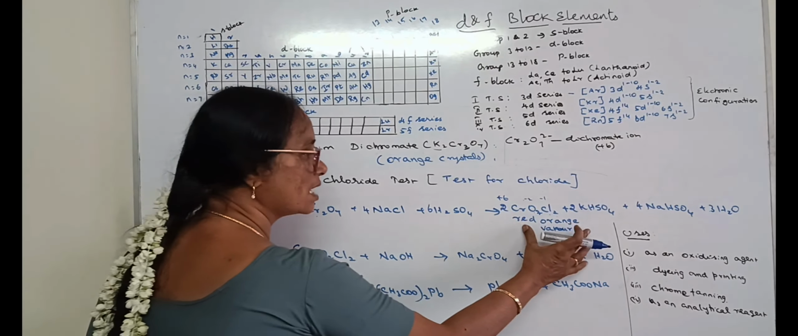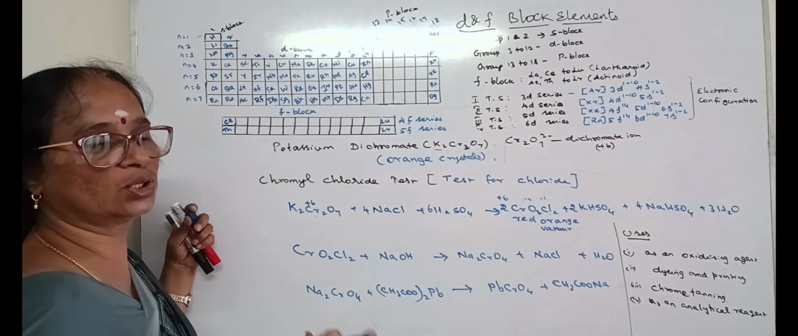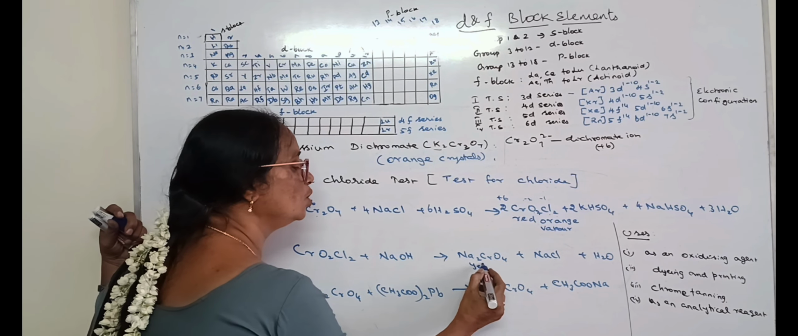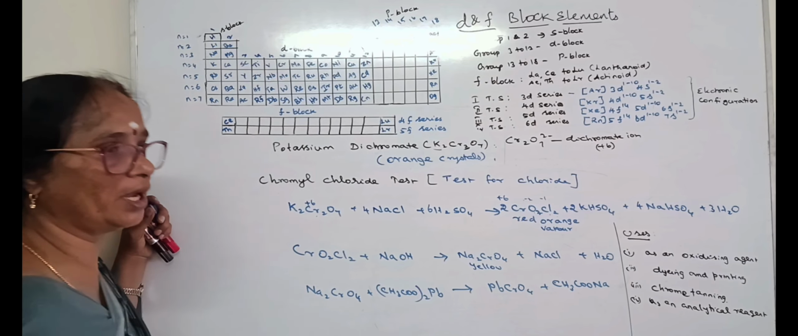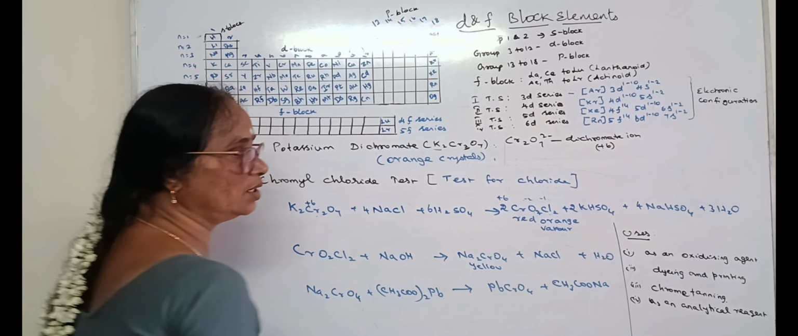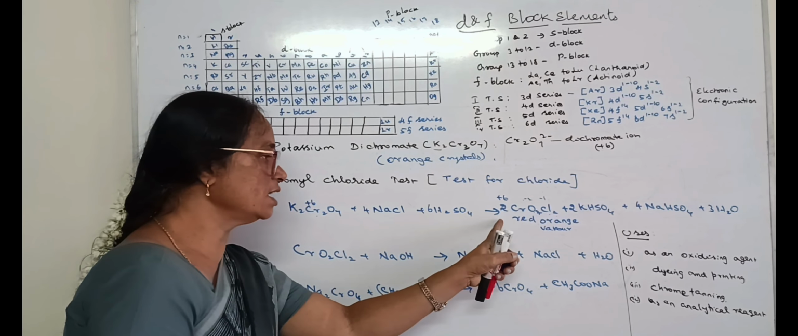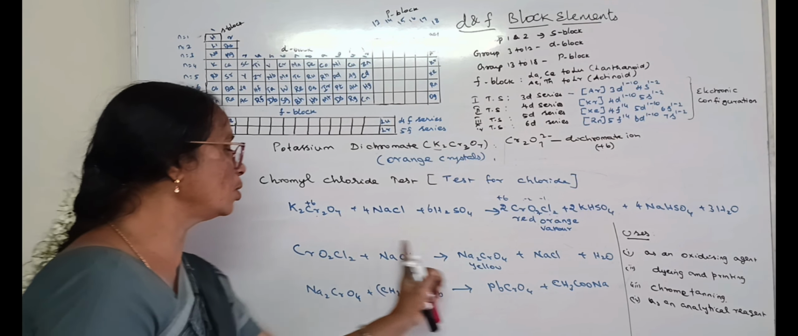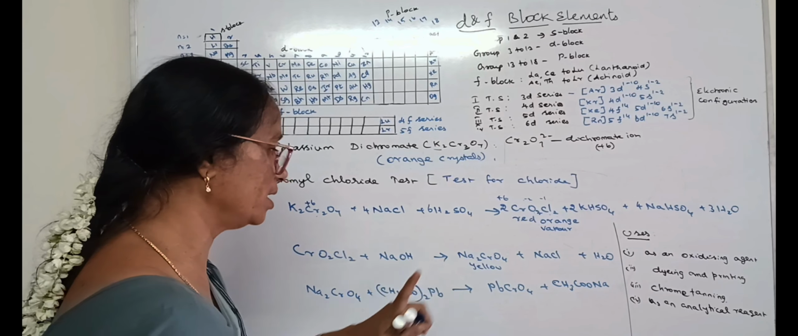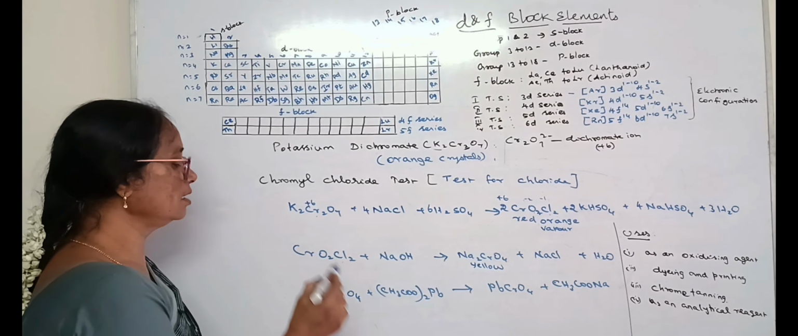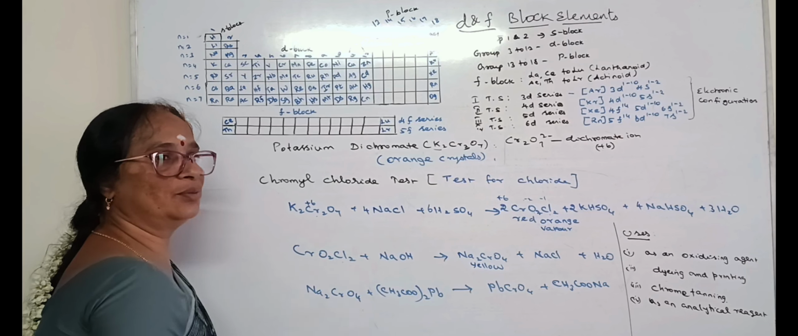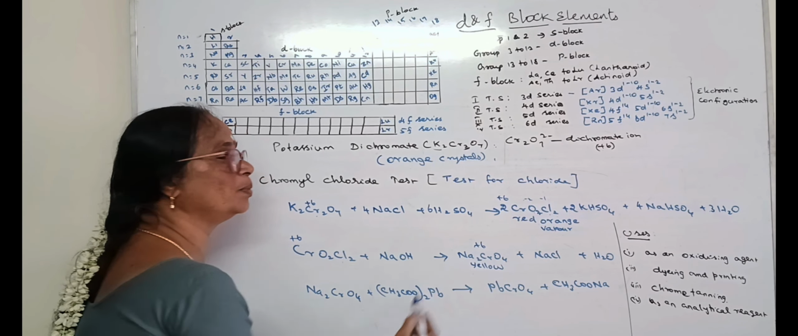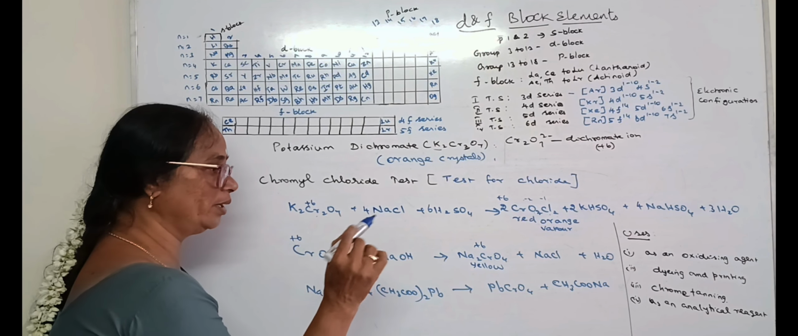Now, when this red orange vapor is passed through sodium hydroxide solution, we will get a yellow solution of sodium chromate along with sodium chloride and water. So, the red orange vapor, when passed through sodium hydroxide solution, chromyl chloride is converted into sodium chromate. Now, we have to balance the equation. Here also none of the elements has changed their oxidation state. This is plus 6, this is also plus 6. So, balancing by counting only.